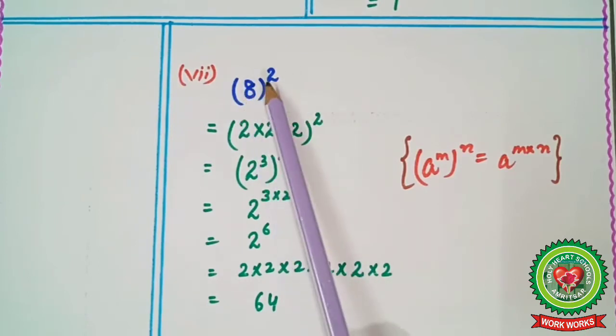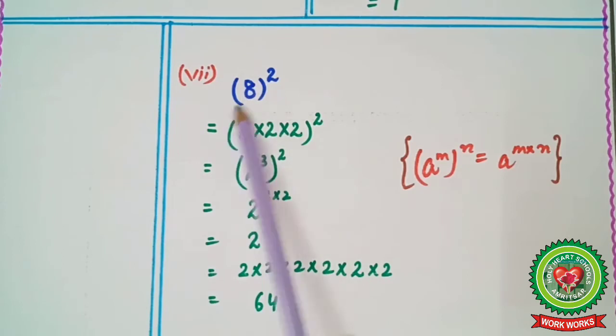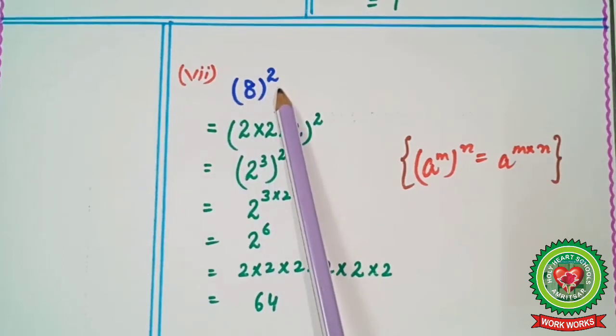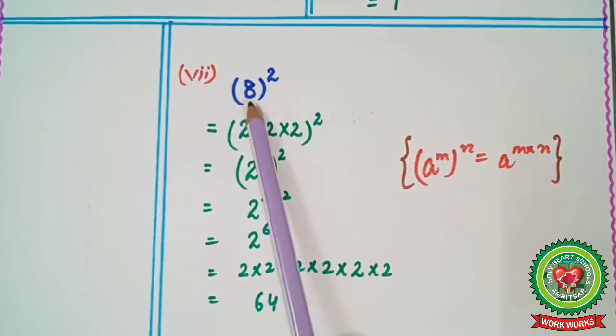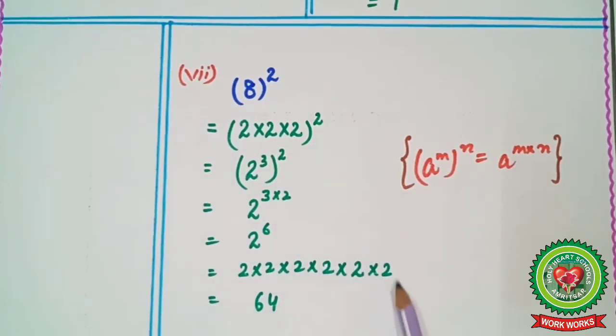Now 8 raised to power 2 is here. In simple words, 8 raised to power 2 means what? It means we have to multiply 8 two times. But here we have to simplify and evaluate it, right? So how can we use the rules, that is the laws of exponents, in this question?